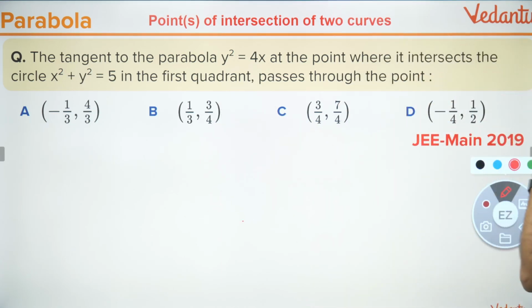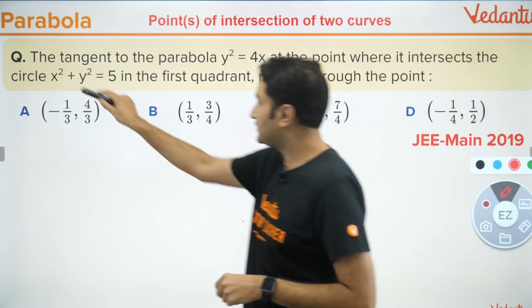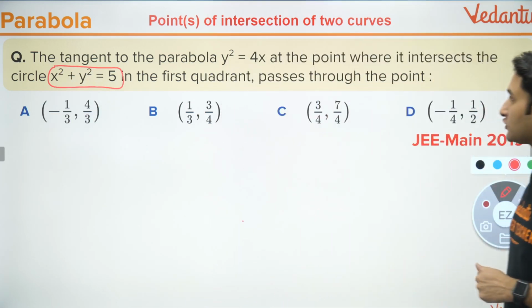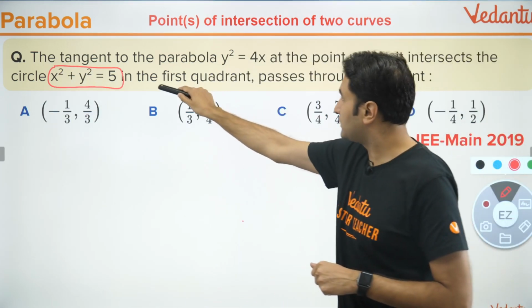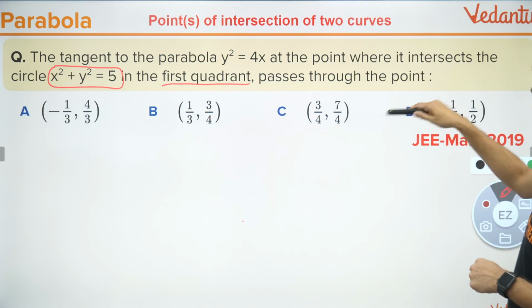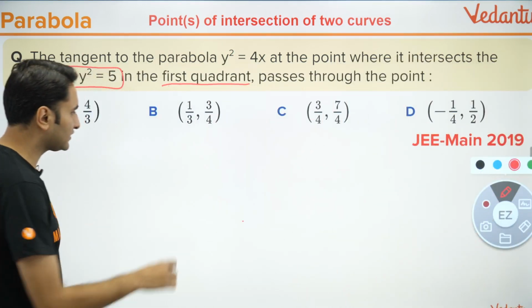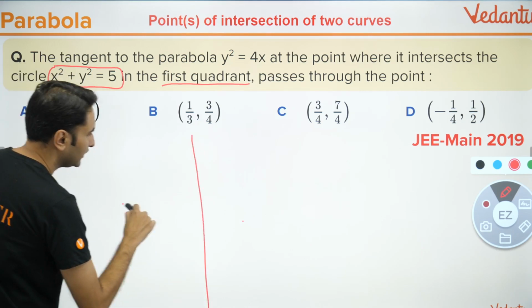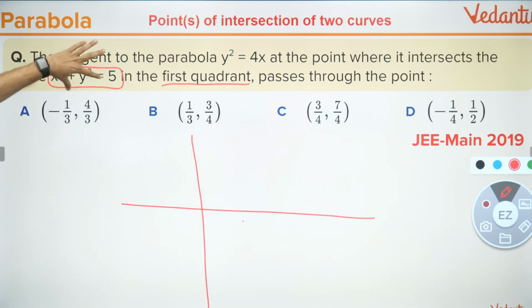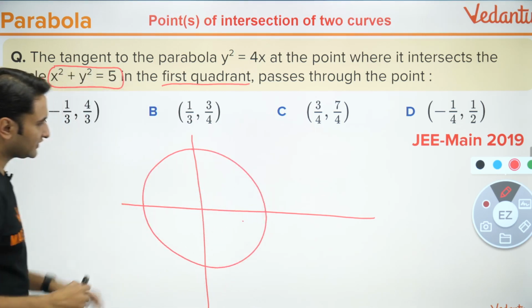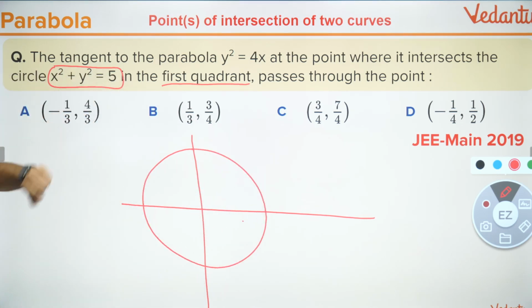The tangent to the parabola at the point where it intersects the curve, this is the circle, in the first quadrant, passes through the point, okay? The tangent to the parabola, अब question को समझते हैं. Let's try to understand the problem. So it is talking about a circle which we all of us know. So this is a circle with center at origin, x square plus y square is equal to 5.